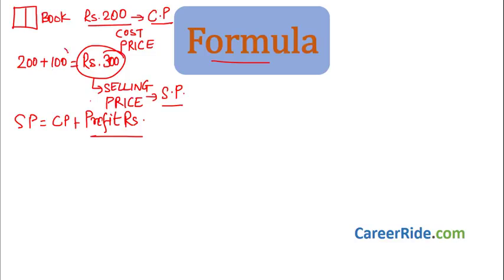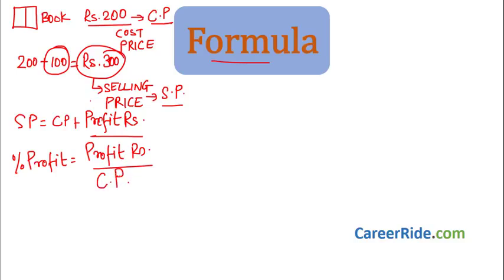Now you wanted rupees 100 profit, right? Now this profit is in rupees. If you want to express this profit as a percentage, how will you do it? You will simply write percentage profit is nothing but the profit in rupees divided by the cost price. It is not the selling price but the cost price. Always remember, profit is always calculated on the cost price. Selling price will never ever come in the denominator. It will always be cost price when we talk about profit and loss.